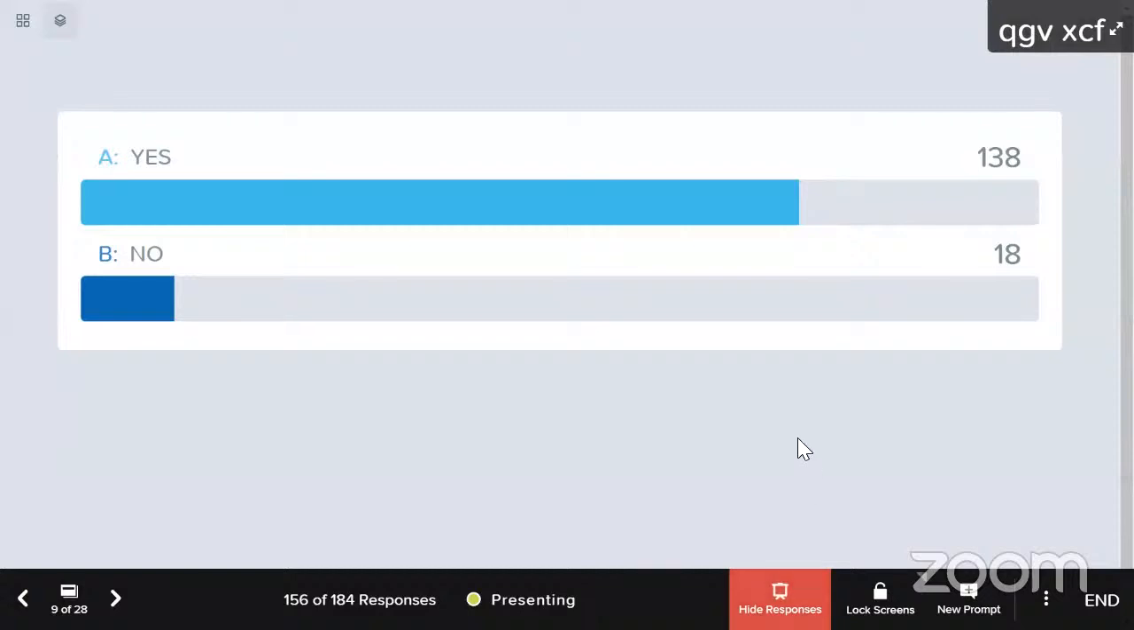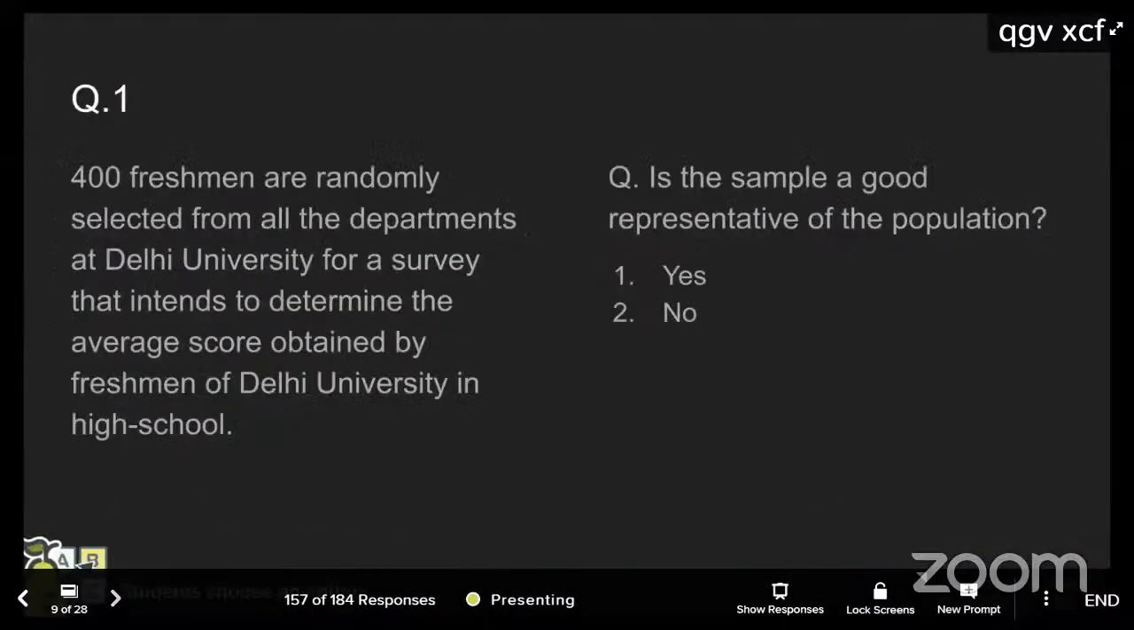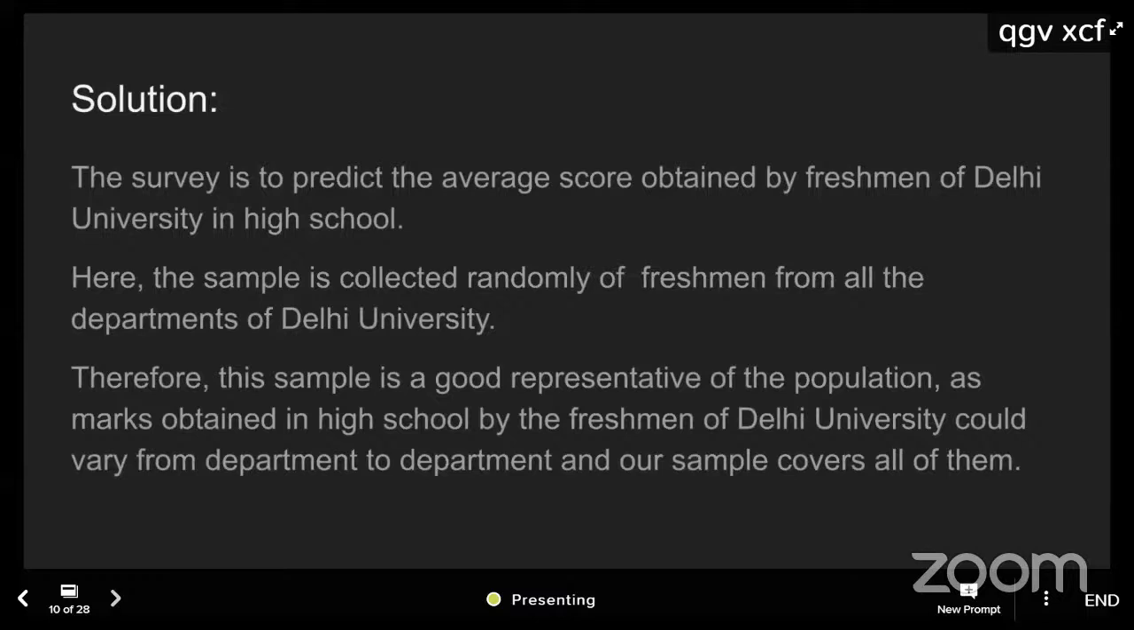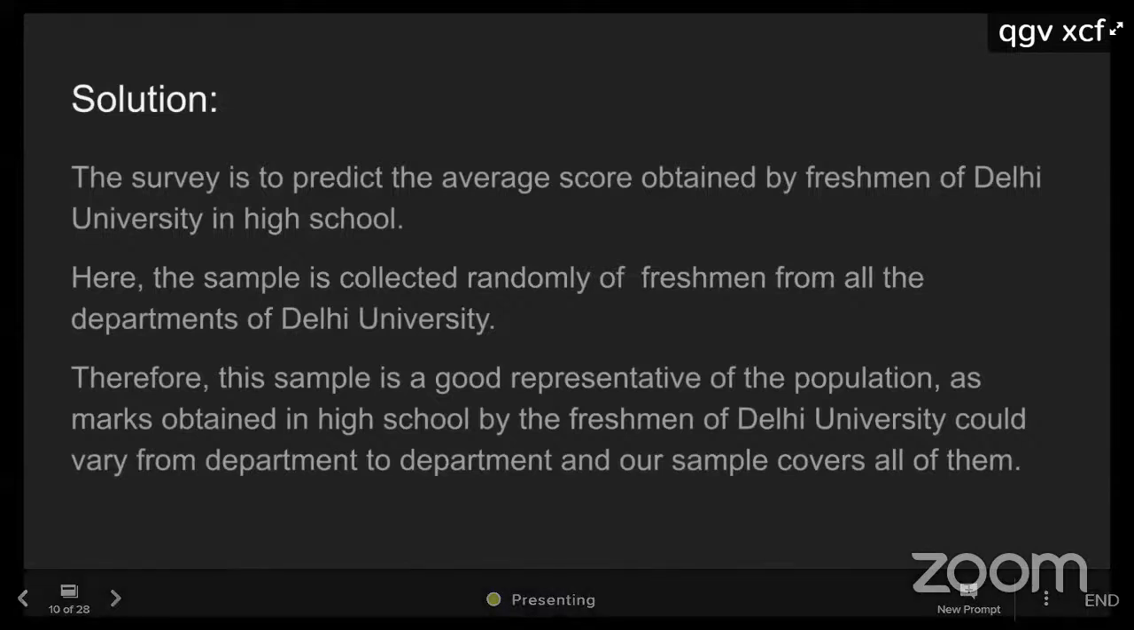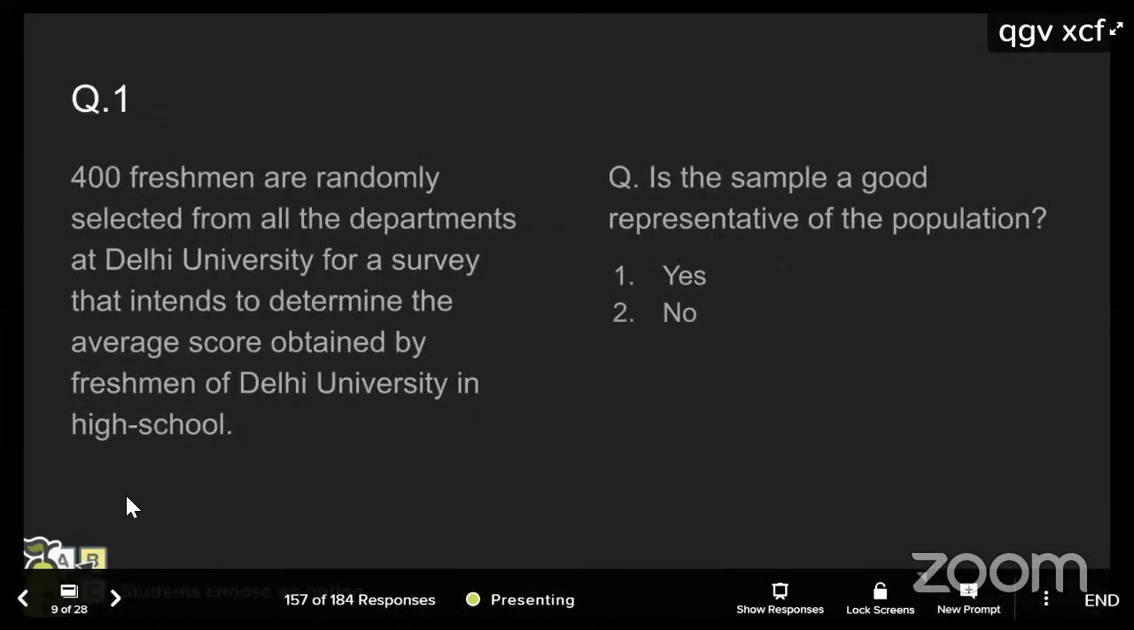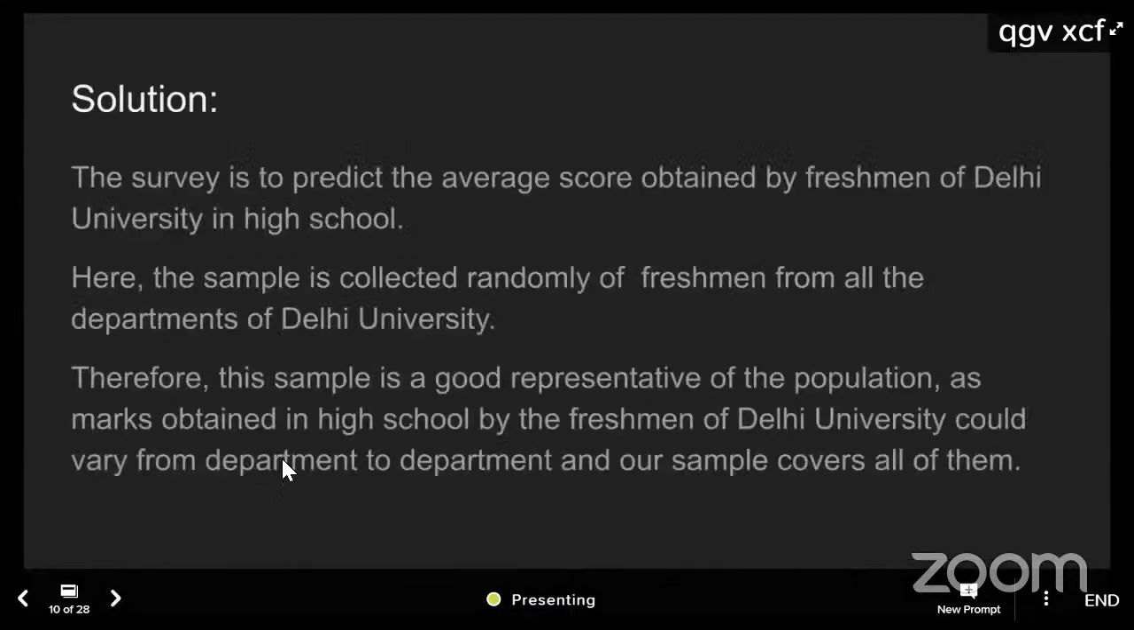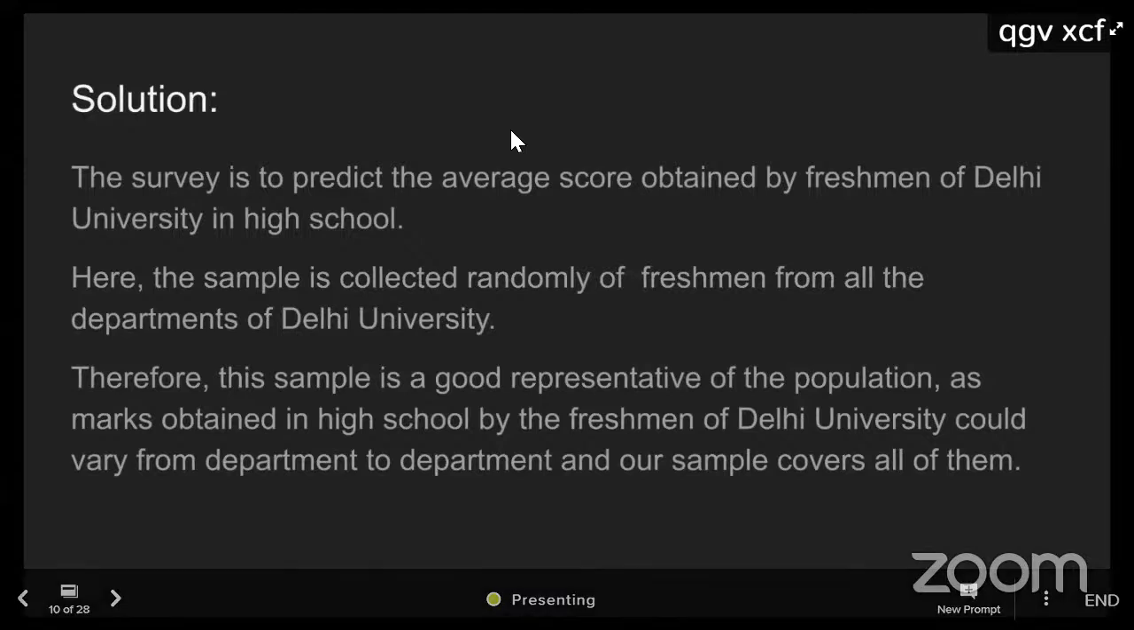Let me see the responses. 138 people are saying yes and 18 people are saying no. This sample is a good representative of the population. Why? Anyone? Because it is selected from all the departments. Yes, exactly. That's why the sample is a good representative of the population.